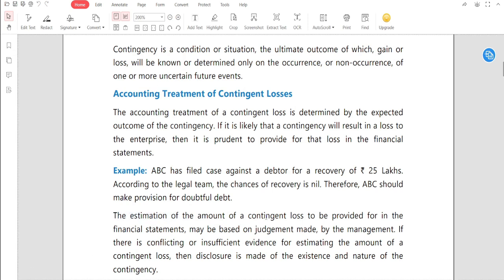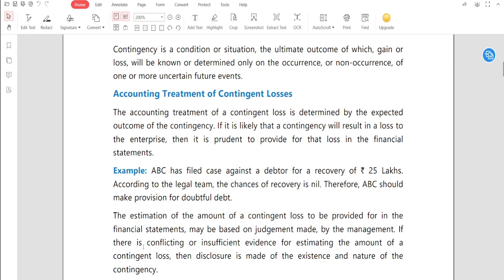The estimation of the amount of a contingent loss to be provided for in the financial statement may be based on judgment made by the management. Definitely, whatever decision is made by the management based on the losses, they are going to record it. If there is conflicting or insufficient evidence for estimating the amount of a contingent loss, then disclosure is made of the existence and nature of the contingencies. So that is the very beginning point that you should think. Judgments should be provided by the management relative to this.